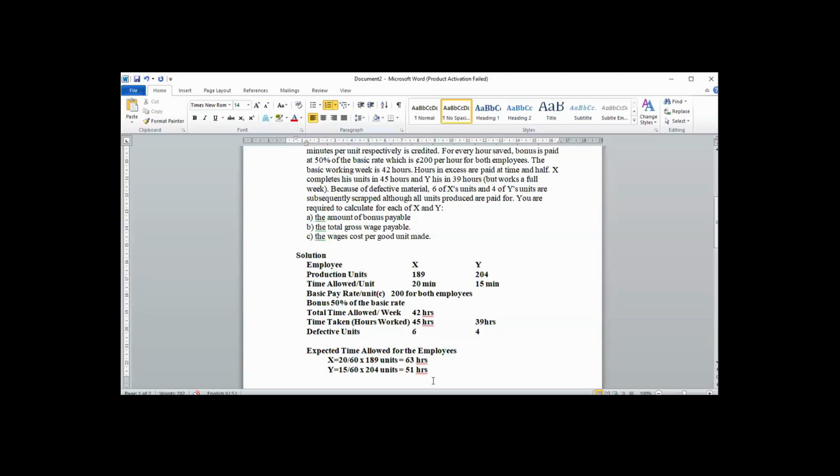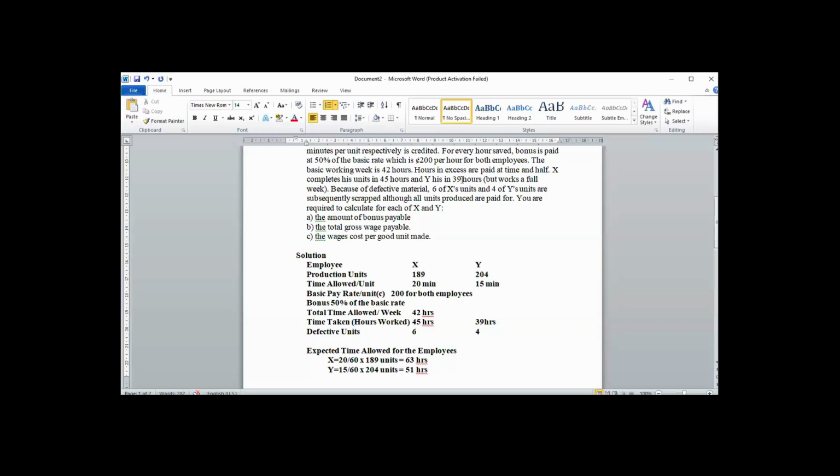Am I correct? Okay, look at it here. Can you see it? X completes the units in how many hours? 45 hours. Y completes the units in what? 39 hours. Okay. That is the total hours used. Is it clear? Yes.